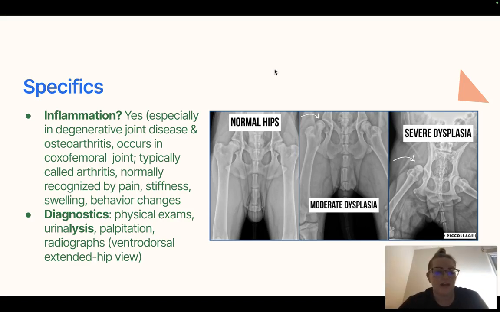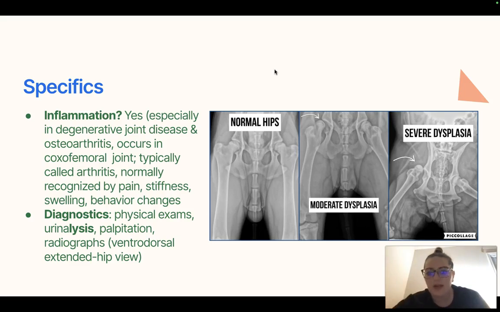And the diagnostics, usually it's done by physical exams, a urinalysis, palpitations, and radiographs or x-rays. And usually if they're going to take an x-ray, they will do it from the ventrodorsal extended hip view. And here you can see that exact view with these x-rays.